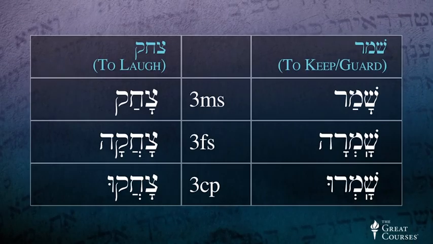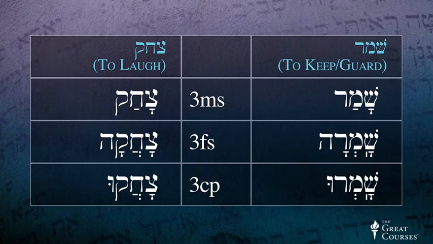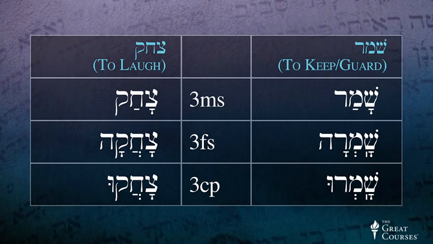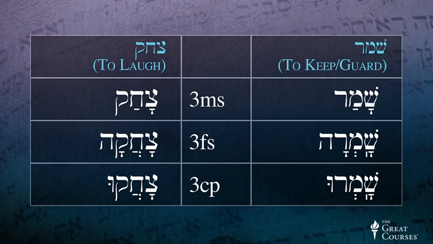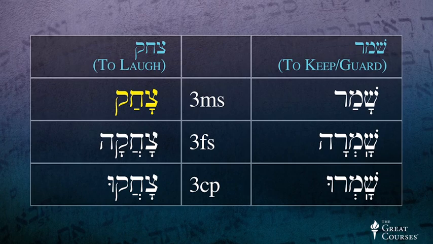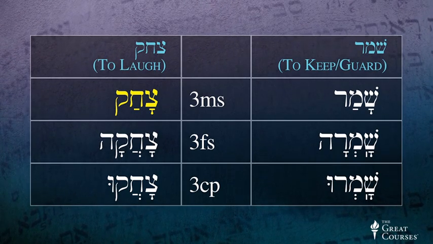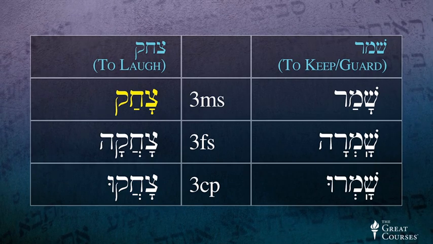Now let's look at the other two forms that are different in the perfect when there's a guttural, but these, remember, are only affected when the guttural letter is the second radical. Tzahak, tzadi chet kuf, means to laugh. It's the root that gave Isaac Yitzchak his name, as we'll see shortly. Shamar, he kept. Tzahak, he laughed. Doesn't appear in the Bible, just so you don't think it's only feminine forms that sometimes don't occur.